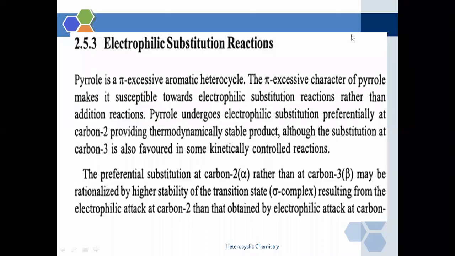Now, after protonation, pyrrole, as it is an electron-rich heterocycle, easily undergoes electrophilic substitution reaction rather than addition reaction. Because the 6 pi electrons in the pyrrole ring are continuously delocalized in the ring itself, they will allow the substitution reaction instead of addition reaction.